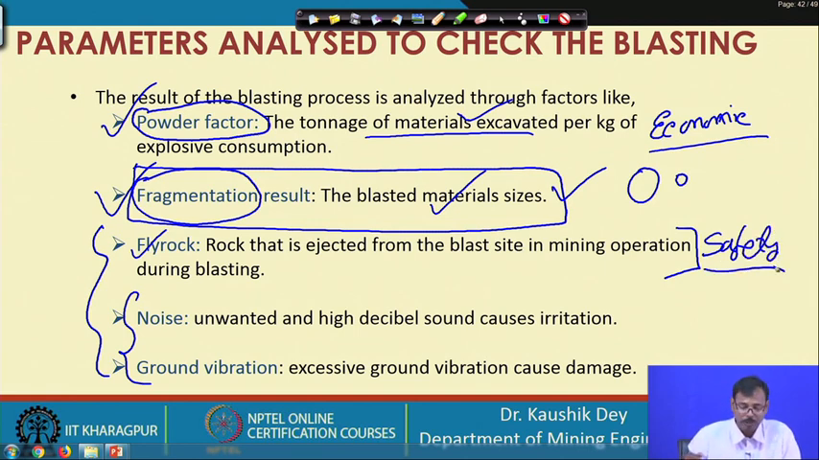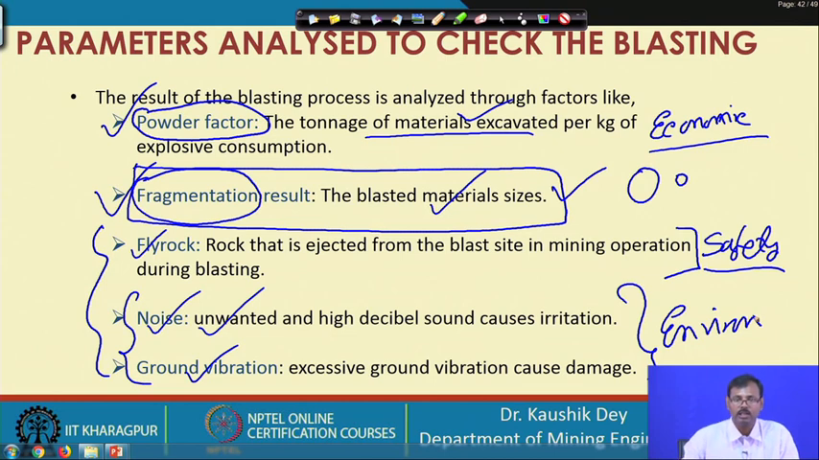blast performance. And the noise which is generated because of the air overpressure, that is the shock wave moving through the air, generates noise. So, this is the unwanted sound, which should not annoy nearby residents. Next one is the ground vibration, which creates vibration of the ground that may damage nearby structures and may create annoyance to the flora and fauna, and that is why these two are very important environmental parameters that need to be taken care of during blasting.